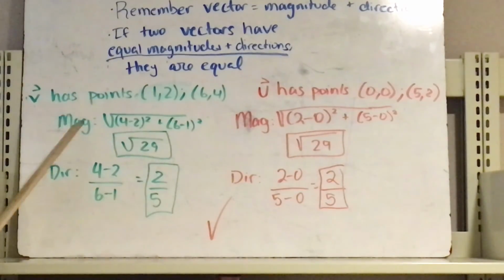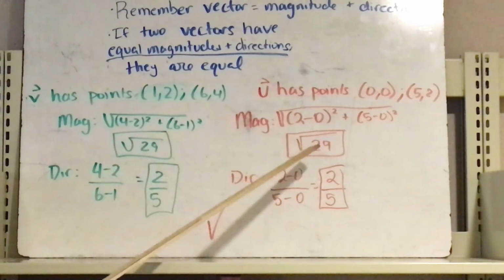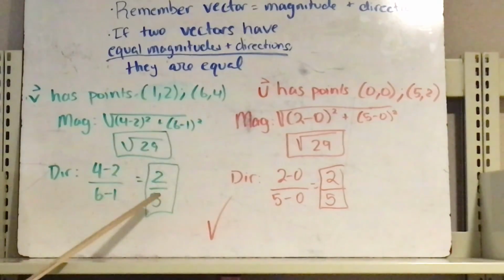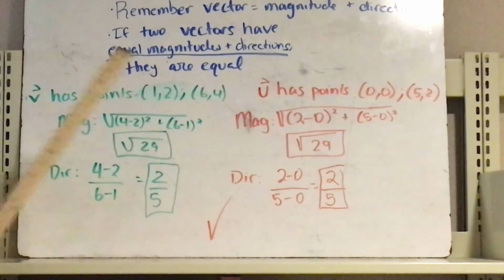If you don't know how I got the magnitude and direction, look at the video or look before to see how I found those. But now we see that the magnitude for both of them is equal to the square root of 29, and the directions are equal to 2 over 5. So these vectors are equal.